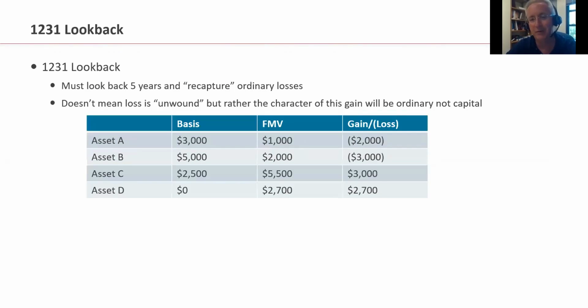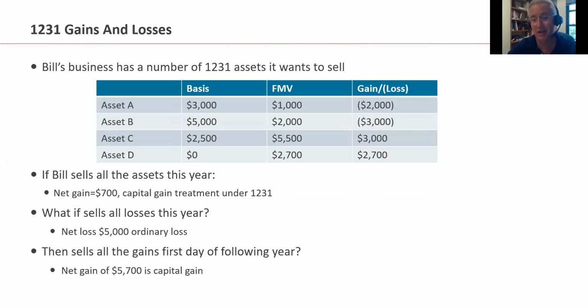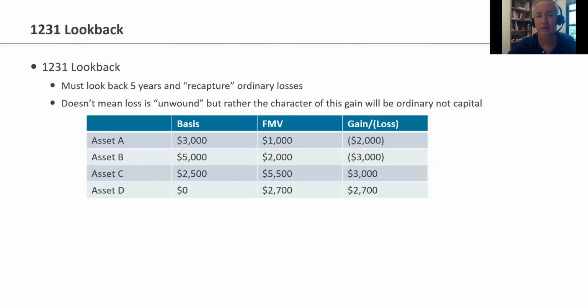The 1231 look-back rule says you can't do that because that's awesome planning, right? Think about it. I just made ordinary losses. I just took all the losses, made them ordinary. I just took all the gains, made them capital. The look-back rule says you have to look back 5 years. To the extent you generated any 1231 ordinary losses, this year's capital gain has to be characterized as ordinary.